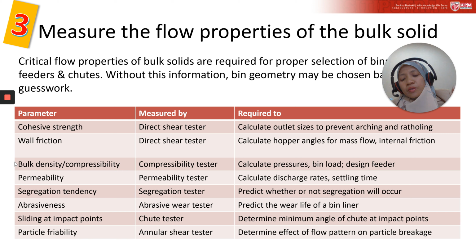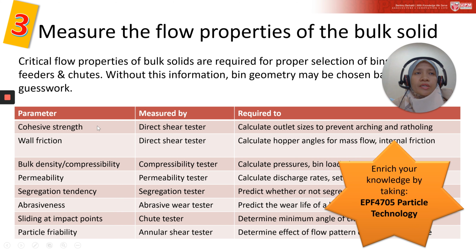So this table shows the most important bulk solid handling properties which are relevant to predict flow behavior in a silo. We do have cohesive strength here. Why we need to understand the cohesive strength is because this parameter will give an idea of how you can avoid arching and ratholing problems.